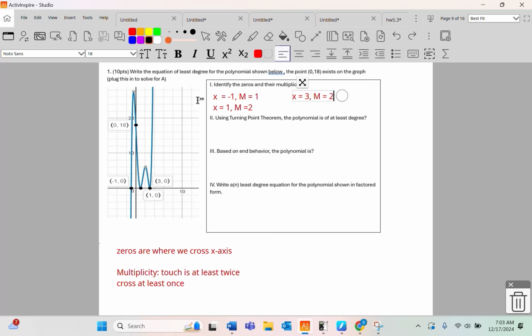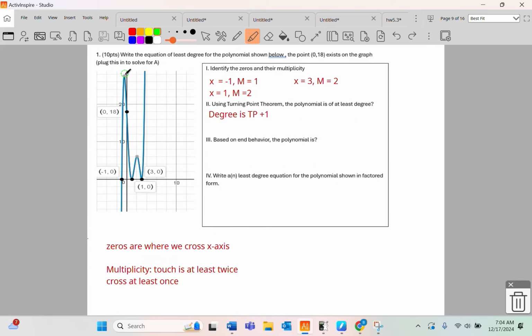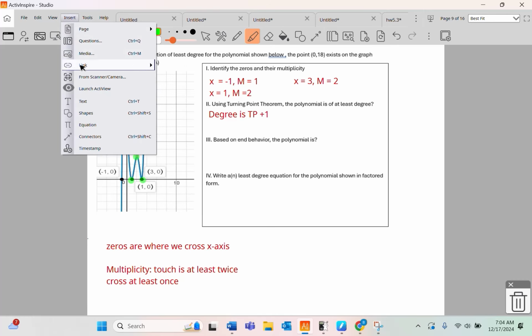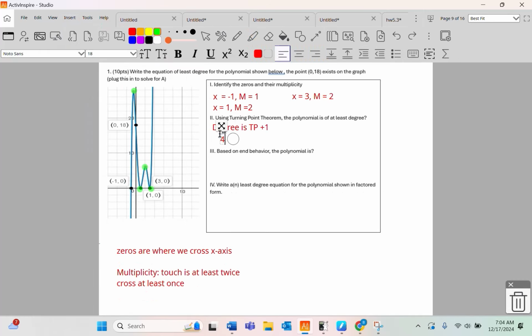Using the turning point theorem, the polynomial is at least degree what? Well, the degree is the turning points plus 1. There are 1, 2, 3, 4 turning points. So if you take 4 and add 1, we're at least x to the 5th. That's how hard that theorem is.